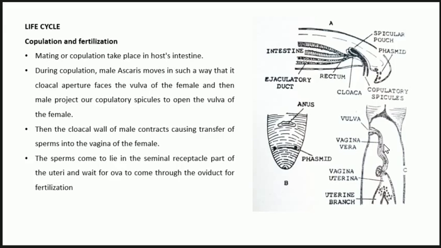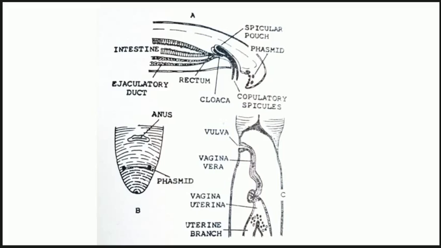The sperms come to lie in the seminal receptacle part of the uteri, and then wait for the ova to come through the oviduct for the fertilization. So a number of sperms will be present in this area, and it will just wait. The eggs or ova will come, and the fertilization takes place. Just look at the diagram in magnified form also. These are the important parts: ejaculatory duct, this is the rectum, cloaca, and then you have the copulatory spicules, this is the vulva, this is the vaginal area, and this is the vagina uterine branch.